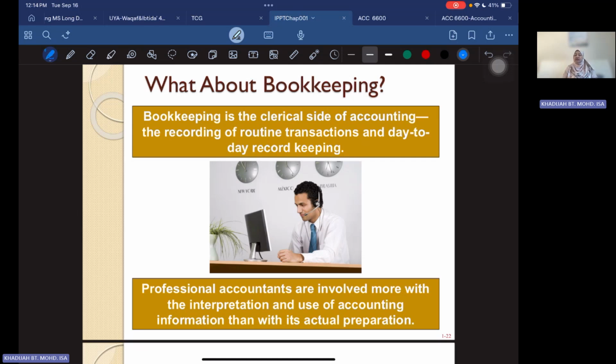As professional accountants, our job or our role is more on the interpretation and the use of the accounting information rather than preparation of the financial statement. But why are you here? Because you need to understand the process of coming up with the financial statements. Then only you'll be able to interpret the financial statement accurately for you to make a decision.